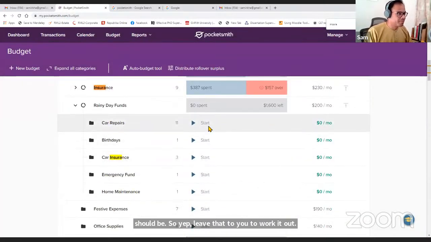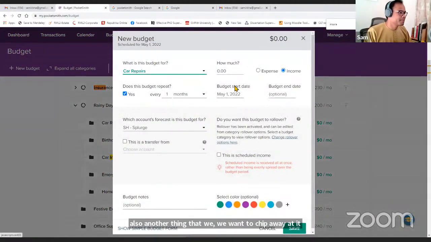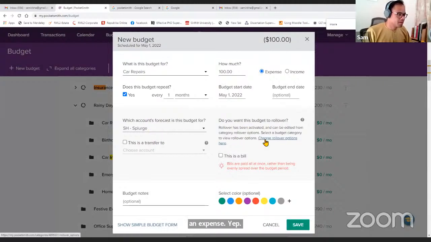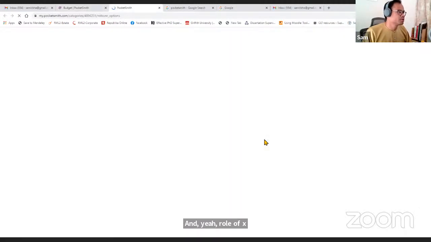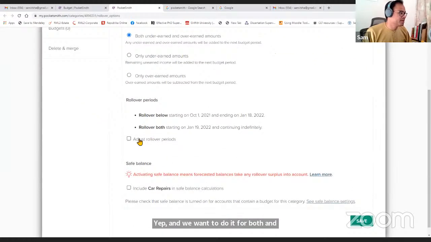And obviously we've got car repairs. Now, car repairs is also another thing that we want to chip away at, and we can start budgeting for this category. We can say, all right, we want to put aside $100 each month for the car expense. We want to budget it as an expense. And rollover activated, so we want to allow this to roll over. And we want to do it for both under earned and over earned amounts.